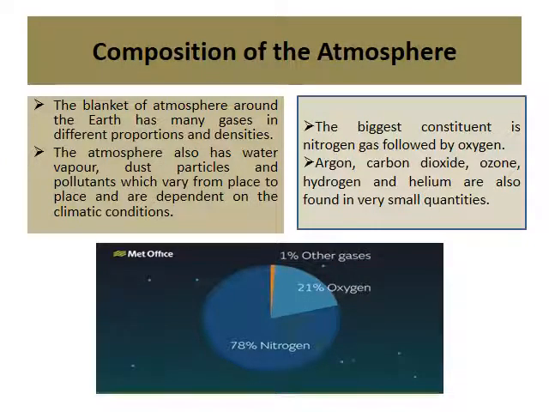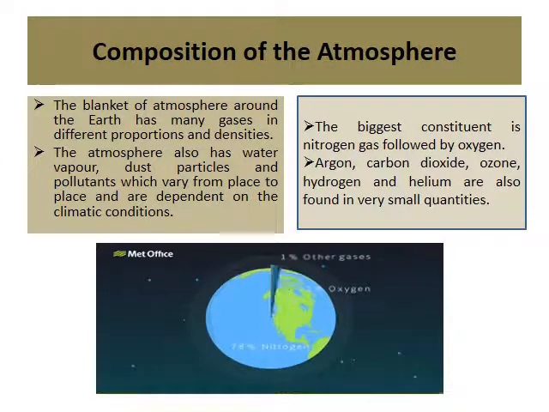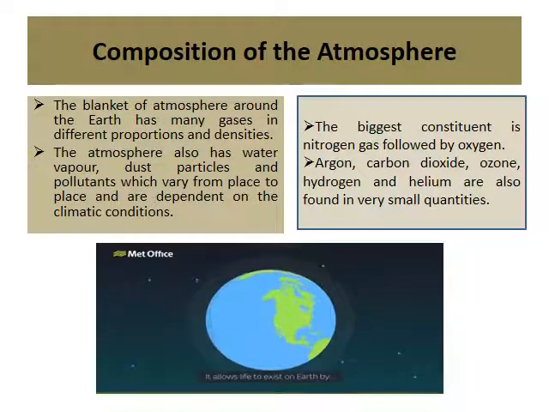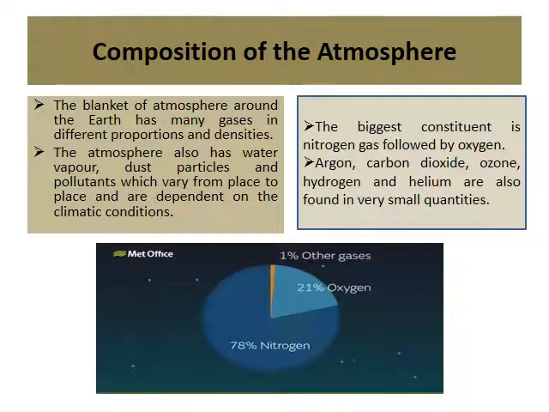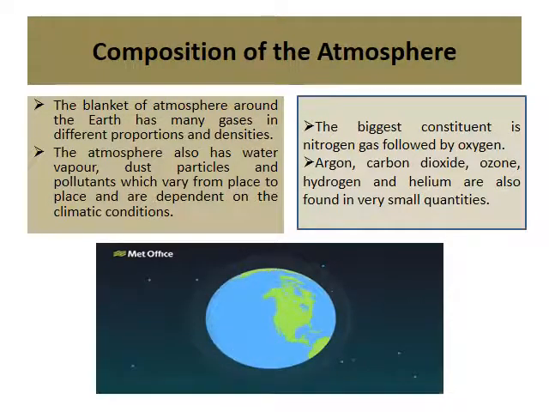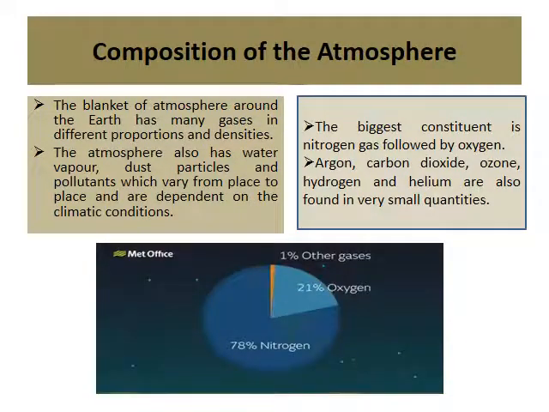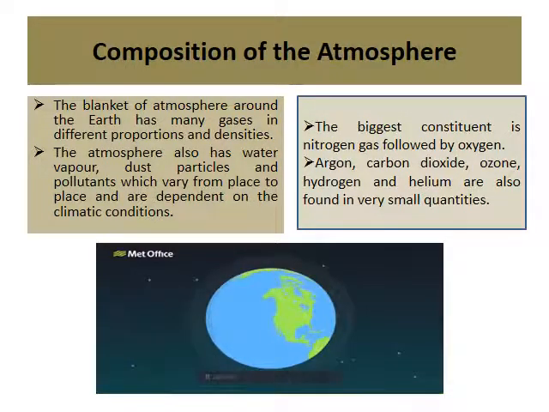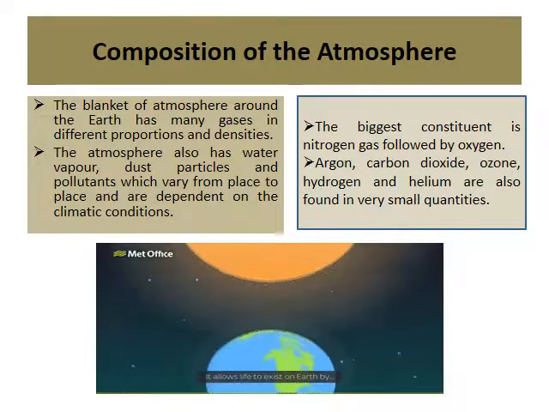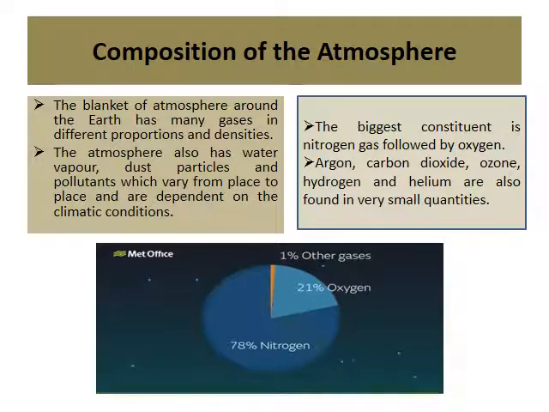Now let us read about the composition of the atmosphere. The blanket of atmosphere around the earth has many gases in different proportions and densities. The atmosphere also has water vapor, dust particles and pollutants which vary from place to place and are dependent on the climatic conditions. The biggest constituent is nitrogen gas, followed by oxygen, argon, carbon dioxide, ozone. Hydrogen and helium are also found in very small quantities.